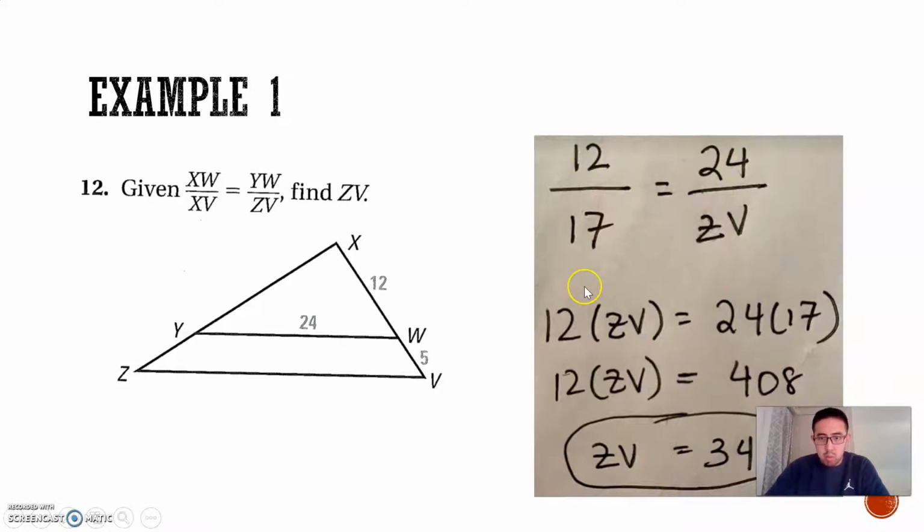If I cross multiply that, I get 12 times zv is equal to 24 times 17. When I do that, I get 408 is equal to 12 times zv, which if I divide 408 by 12, then I get zv is equal to 34. Hopefully that's helpful.